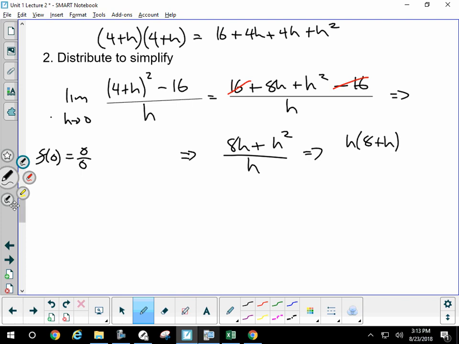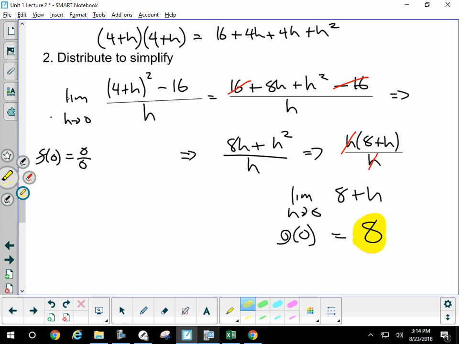H times 8 plus h. I can then cancel these h's. And now I have 8 plus h. You're not done. That's not your answer. Remember, you're trying to find the limit as h approaches 0. Make sure you plug in 0 for h to get your answer, 8. All right, do the next one.